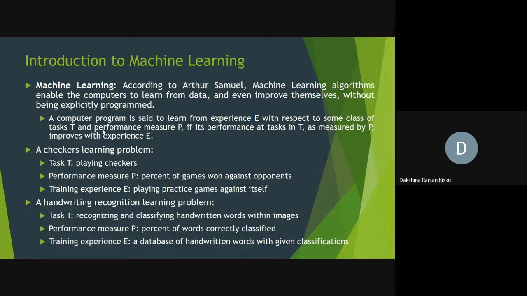Okay, so in the checkers learning problem, if the checkers learning algorithm is playing against a human being, then in the same way the checkers learning algorithm can play against itself. So that is why this learning problem is important to understand the process of learning in machines.